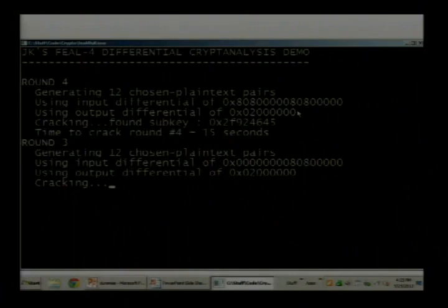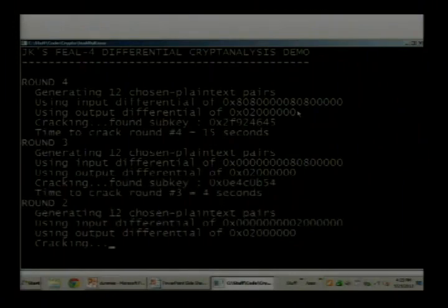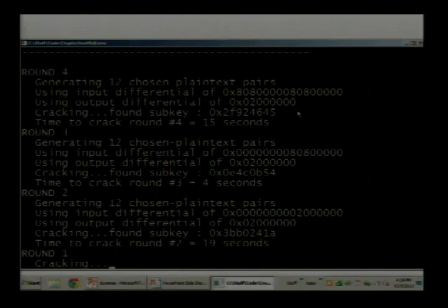All right, what it's done is it's using 12 chosen plaintext pairs with that input differential of 80, 80, 80, 80. It's predicting an output differential of 2 going into the input of the last round. And then it's testing subkeys and seeing if they match that predicted output differential. And then it goes to round 3. It decrypts using what it's found so far. And then it repeats the process for the input to round 3. Now it's getting the last little bits of the key.